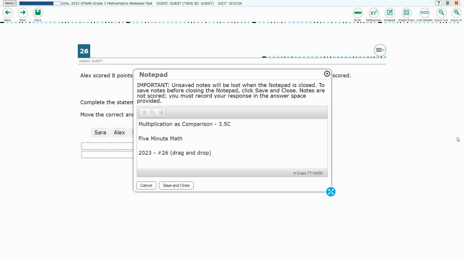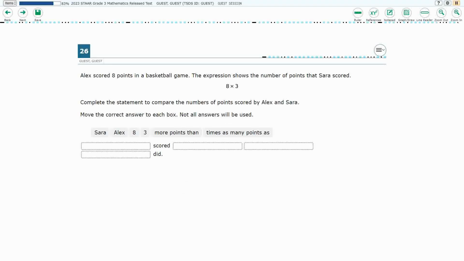Today we are looking at the third grade concept of multiplication as comparison. This is standard 3.5C in the great state of Texas, and we are using item number 26, which is a new item type called drag and drop of the 2023 released STAAR test. If you haven't done so already, please go ahead and take a moment to pause the video, work this problem out on your own, unpause it, and we will look at our answers together.